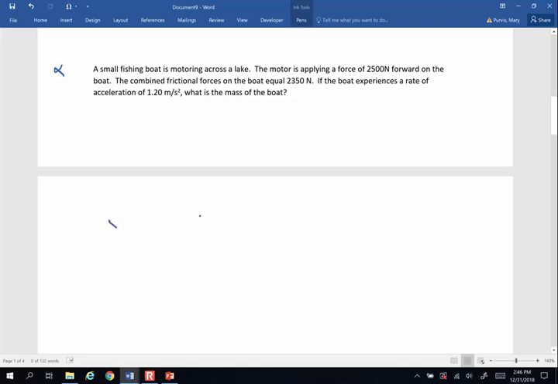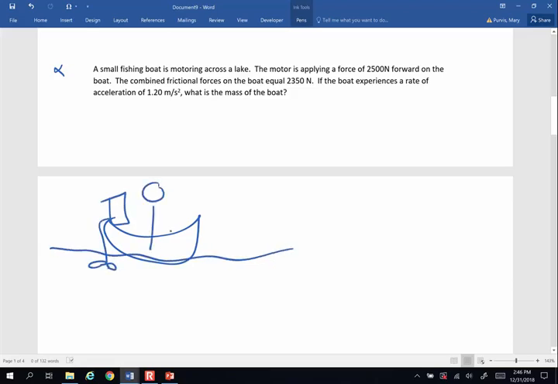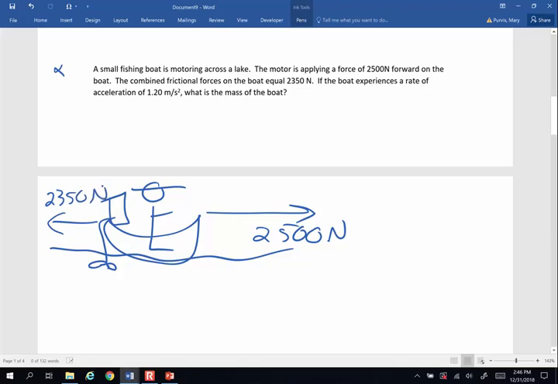And here goes nothing. Here's my little boat, and it's going to have a little motor on it. And we're going through the water. Here's my little fisherman out having a grand day. The motor is pushing it forward with 2,500 newtons. There are combined frictional forces of 2,350 newtons. The boat is accelerating forward at 1.2 meters per second squared. I want to know what is the mass of the boat.